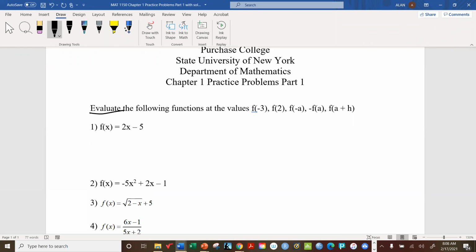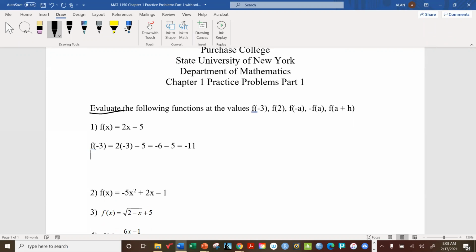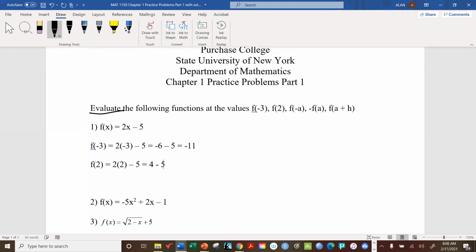So here, for example, you would just say, all right, well, f of negative 3 would be 2 times negative 3 minus 5, which is minus 6 minus 5 equals minus 11. And it's just that simple. f of 2 would then be 2 times 2 minus 5, which is 4 minus 5, which is negative 1.